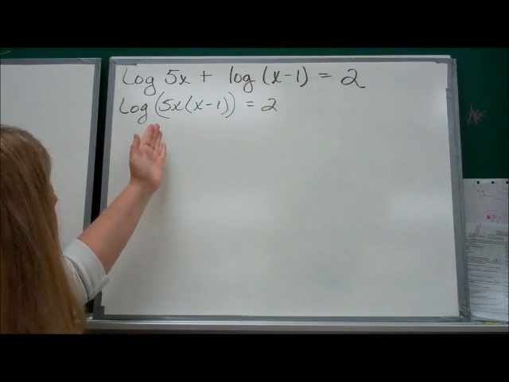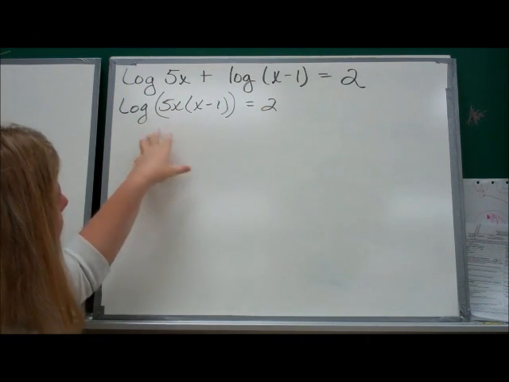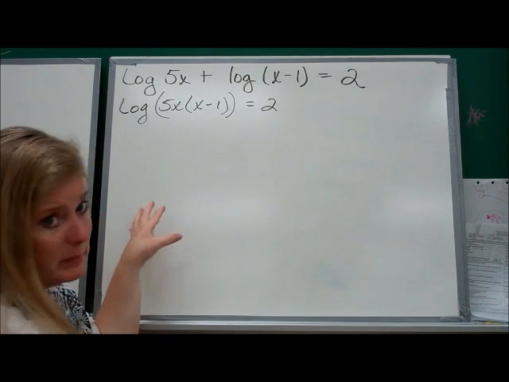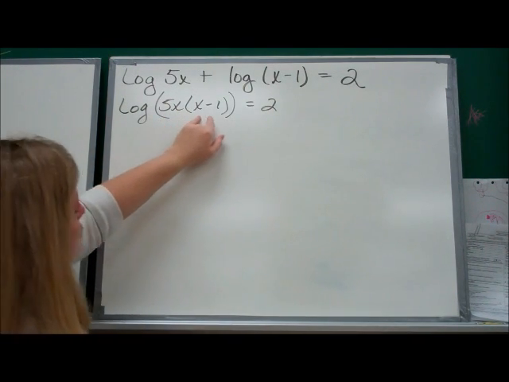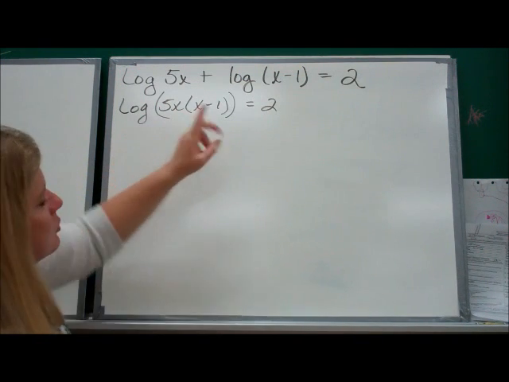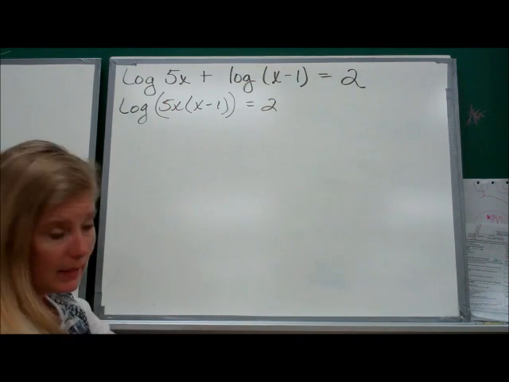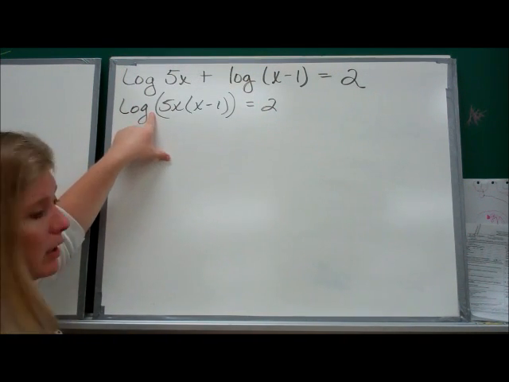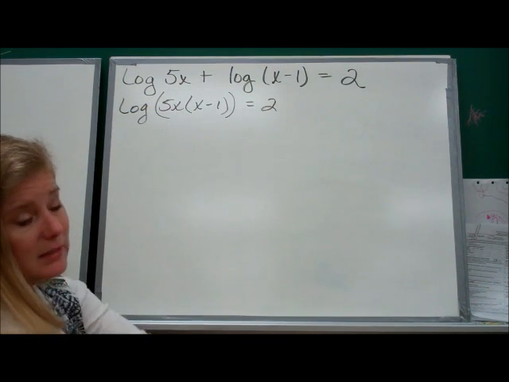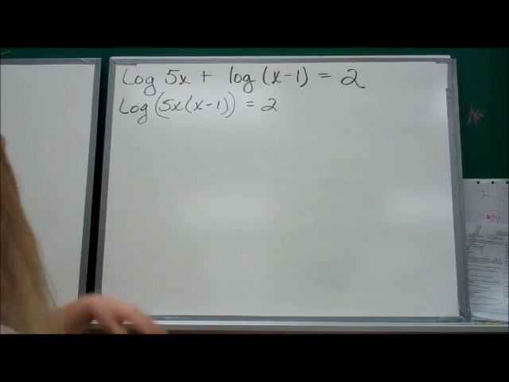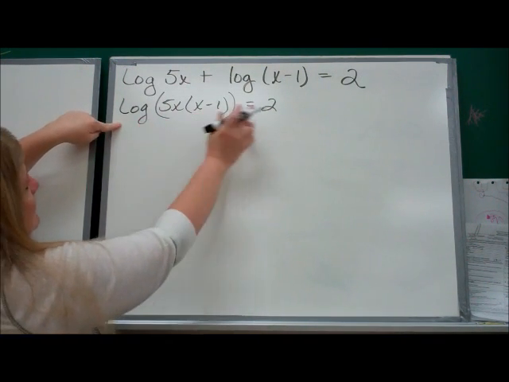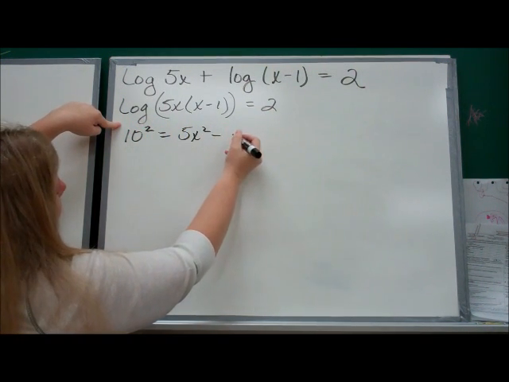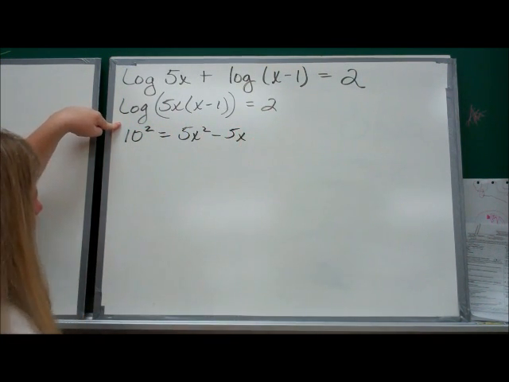Now we have it written as a single log, and I'm going to do things in 2 steps because I'm limited on space here. I'm going to distribute and switch it to exponential form at the same time. If the log doesn't have a little number written here, it's a common log, which means it is base 10. So that means 10 to the second power equals 5x squared minus 5x.